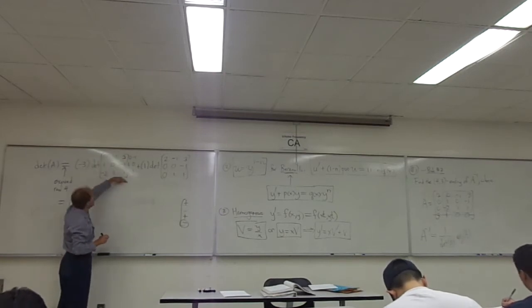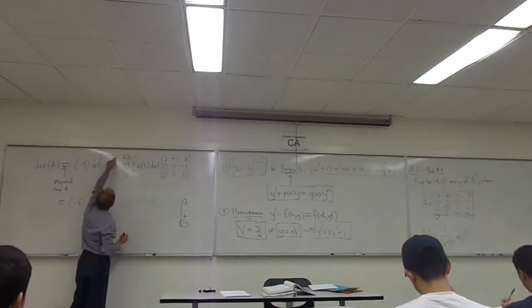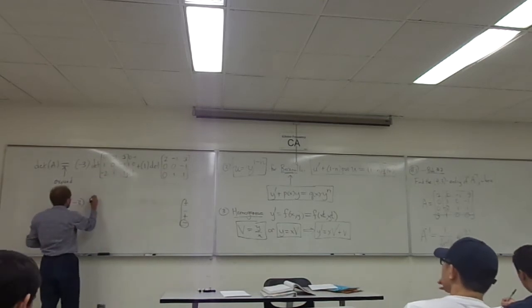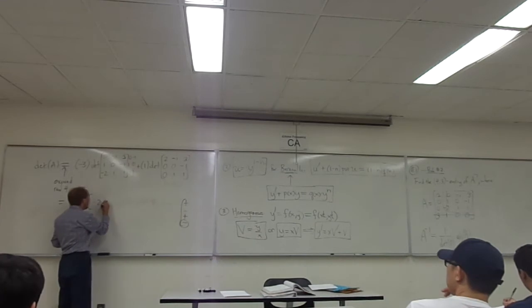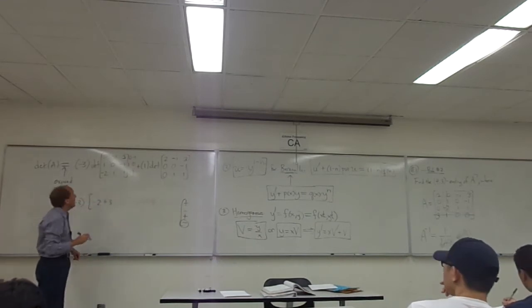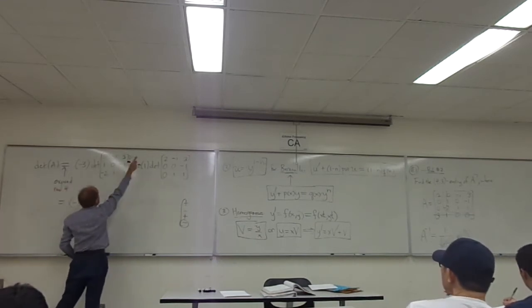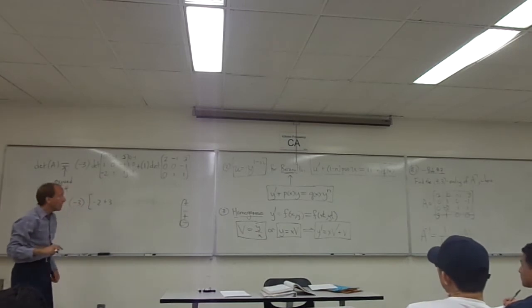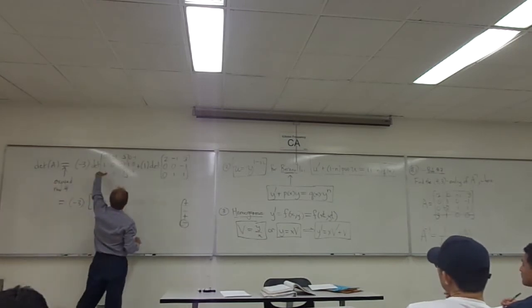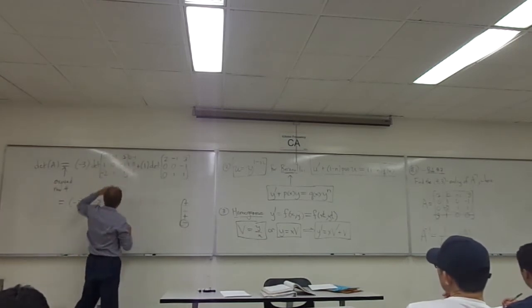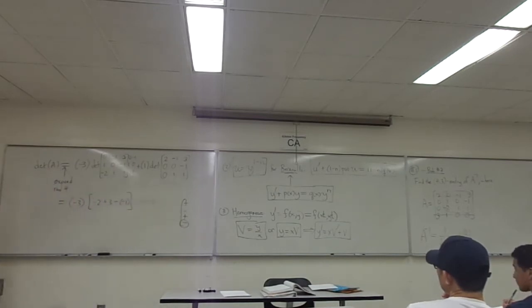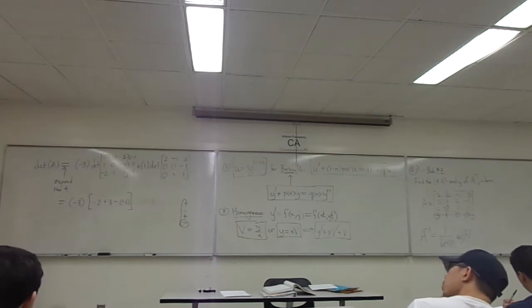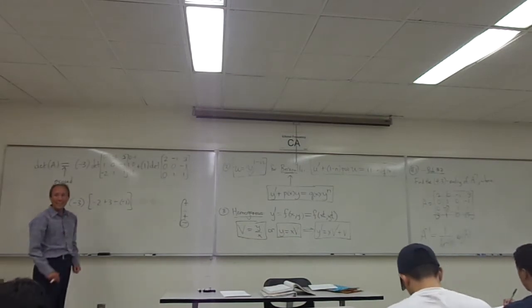We go along these diagonals, right? So the first diagonal is a 0. And then negative 1, negative 1, negative 2, that's negative 2. And that stays negative, and then plus 3, which stays positive. And now I'm going to do minus the other diagonals. So minus 0, and minus negative 1. Does that look okay? You good on that?